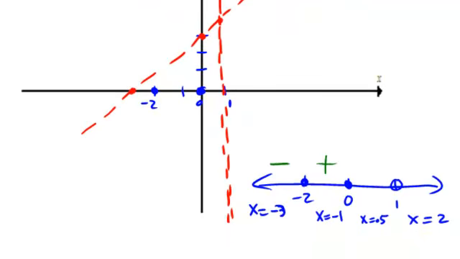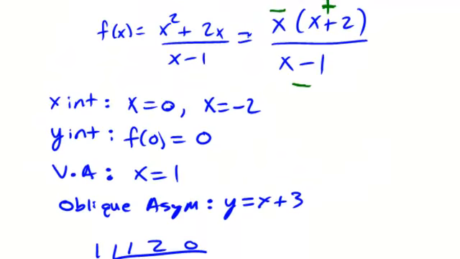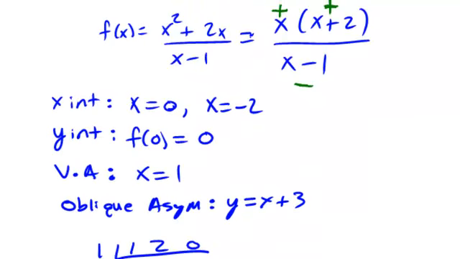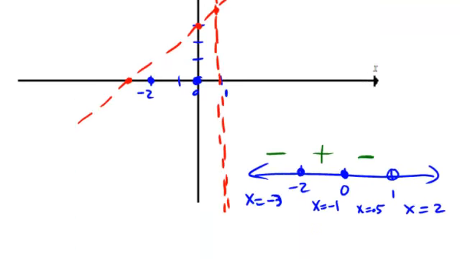Now if I pick 0.5, then the first factor now is positive. The second factor is positive, but the denominator is still negative. So we have a positive over a negative, which is going to be negative. And now if we pick 2, well, the top is going to be positive, positive. The bottom is going to be positive now. And so now everything is going to be positive.